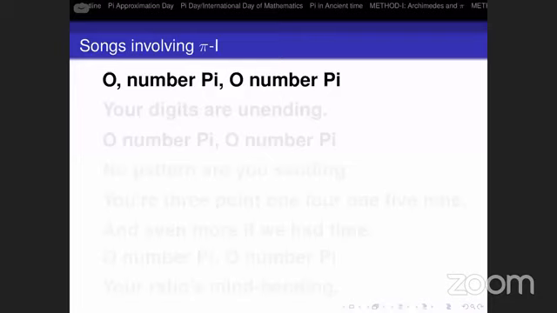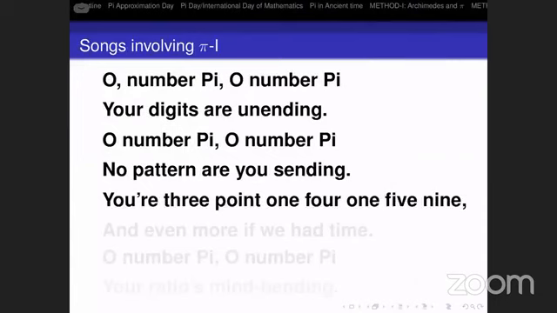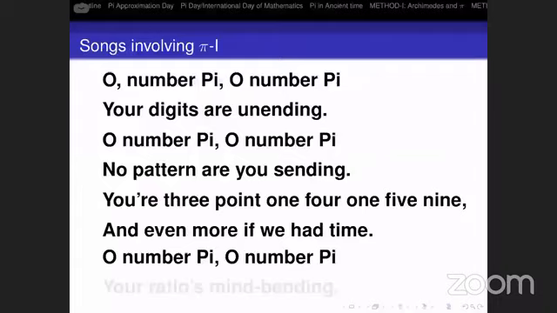O number pi, O number pi. Your digits are unending. O number pi, O number pi. No pattern are you ascending. Then you are 3.14159. O number pi, O number pi. Your ratios, mind bending.